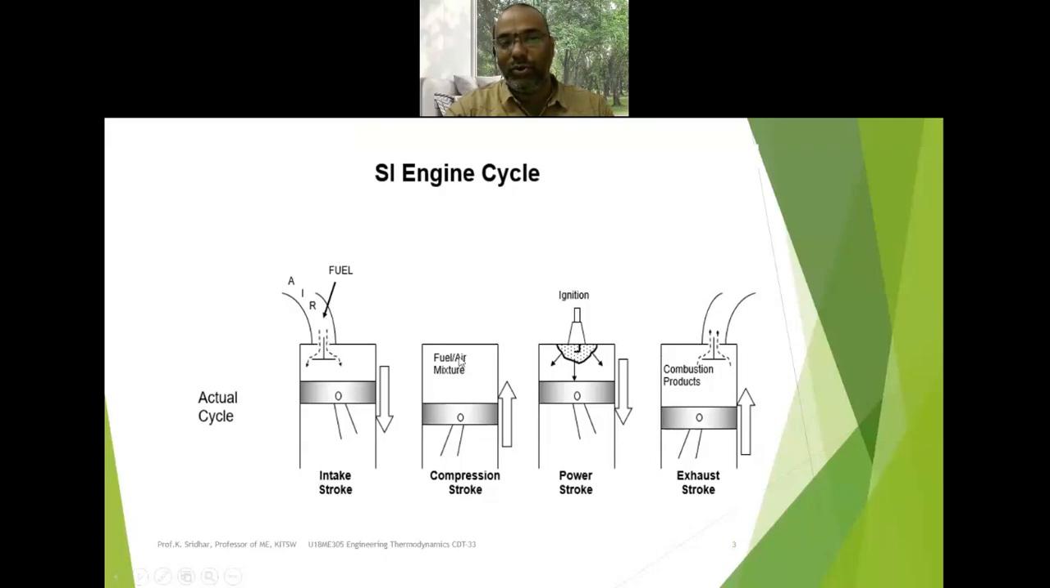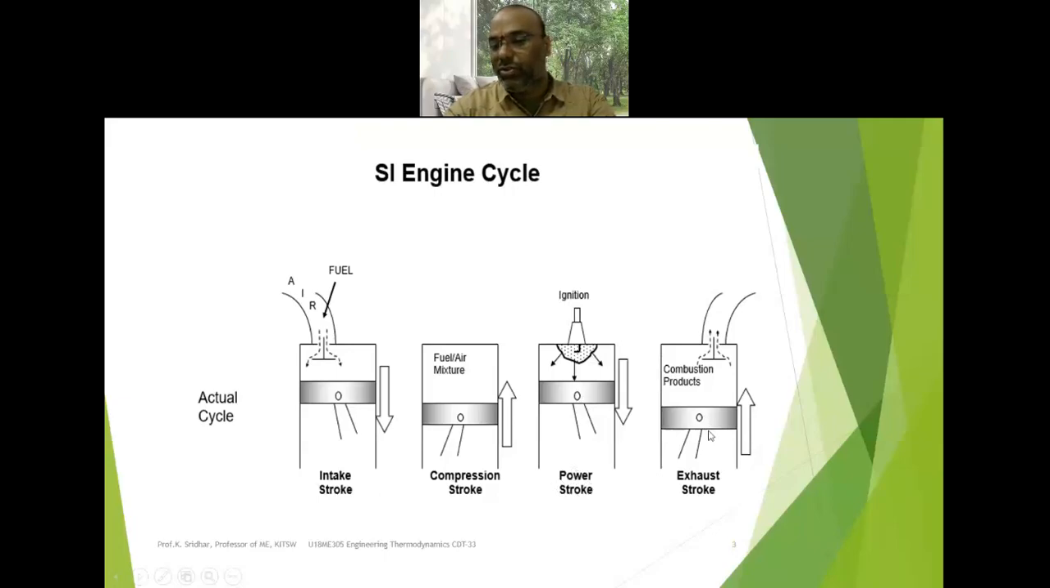In the compression stroke, this air plus fuel mixture is compressed, that is, the piston is moving from the top dead center to the bottom dead center. Next is the expansion stroke or the power stroke. At the end of the compression stroke, the spark is ignited, so the ignition process takes place, due to which the expansion of the working fluid takes place. Due to the expansion process, we get the expansion or power stroke.